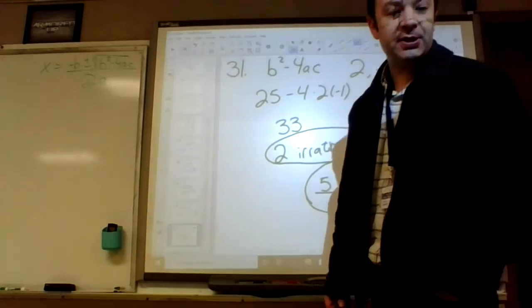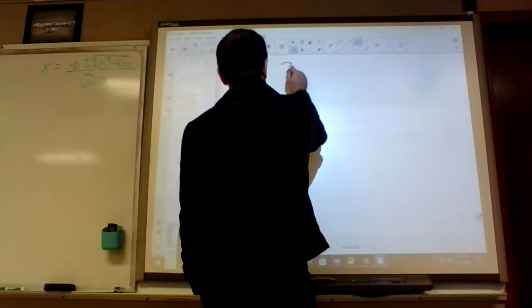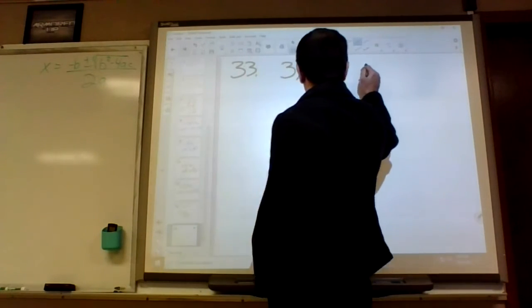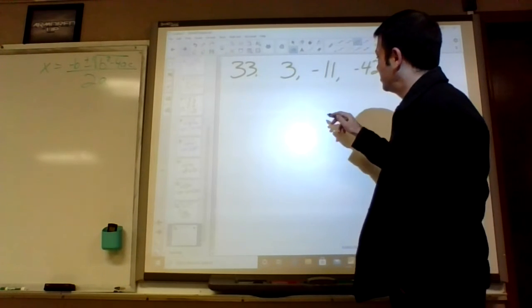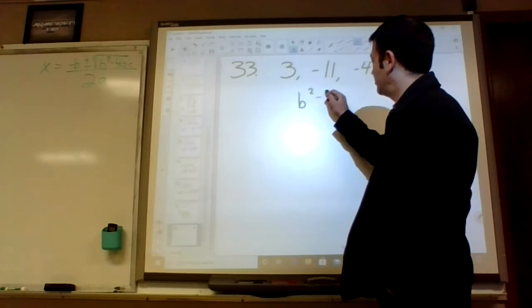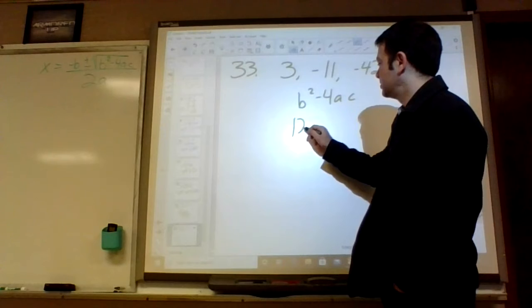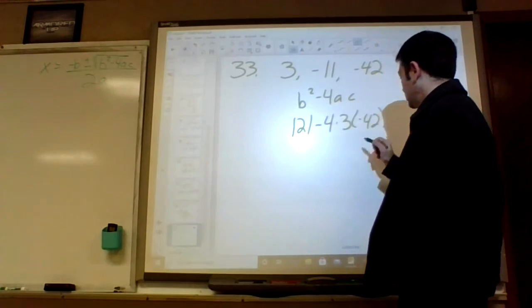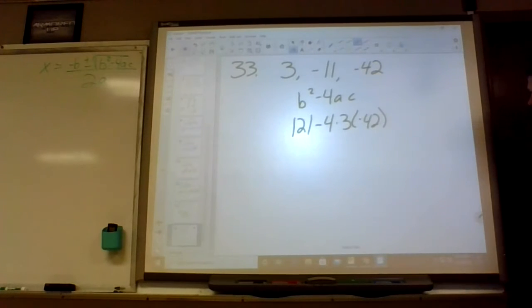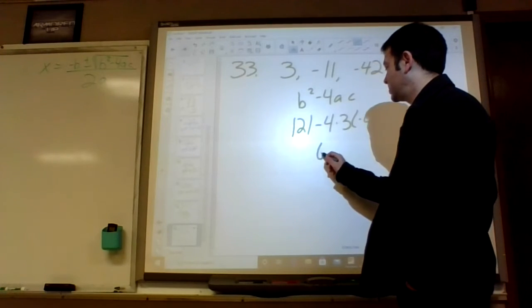33, what's my A, B, and C? 3, negative 11, negative 42. Okay, so what would B squared be on this one? 11 times 11 minus 4AC. Probably need a calculator for that. 625. Does 625 have a square root? Yes. Is it a perfect square? Yes.